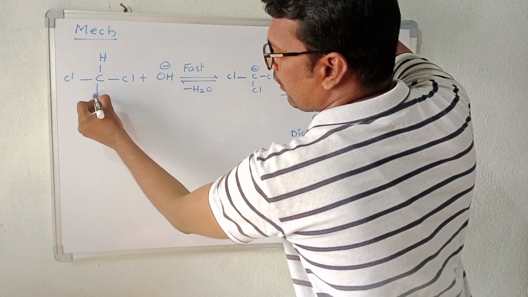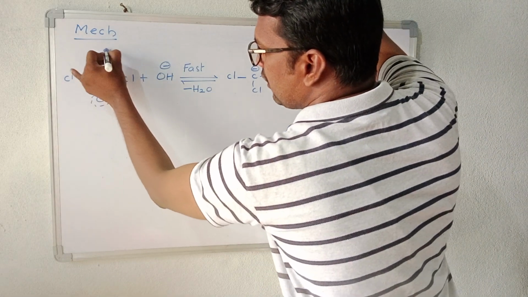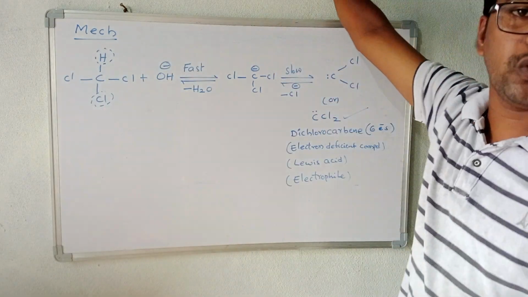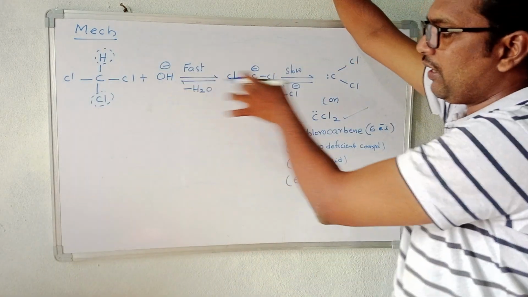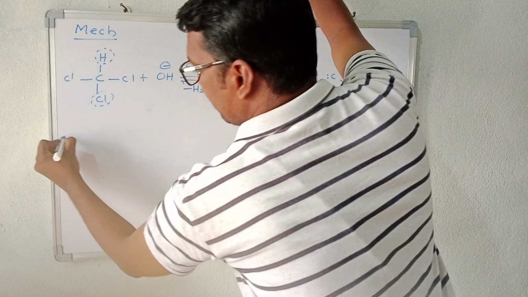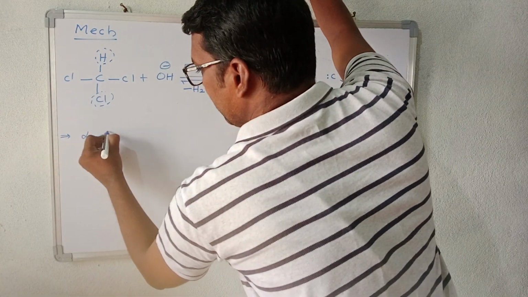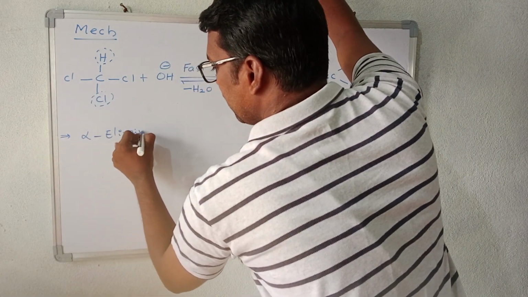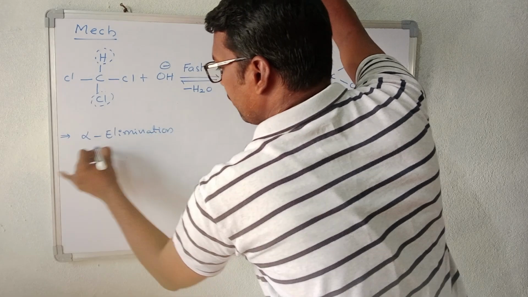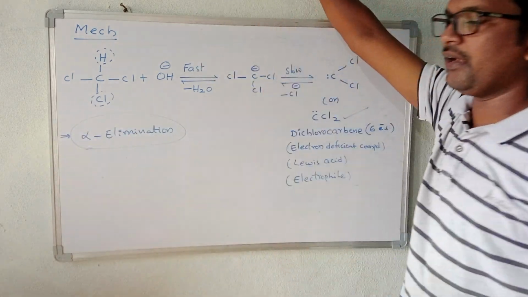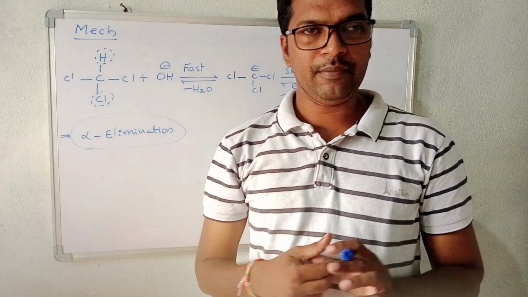From this chloroform, one chlorine and one hydrogen, these two can be eliminated. So it is an example of elimination. Here the elimination step takes place, and the elimination is called alpha elimination. Remember this: in the formation of dichlorocarbon, elimination takes place, and here the elimination is alpha elimination.